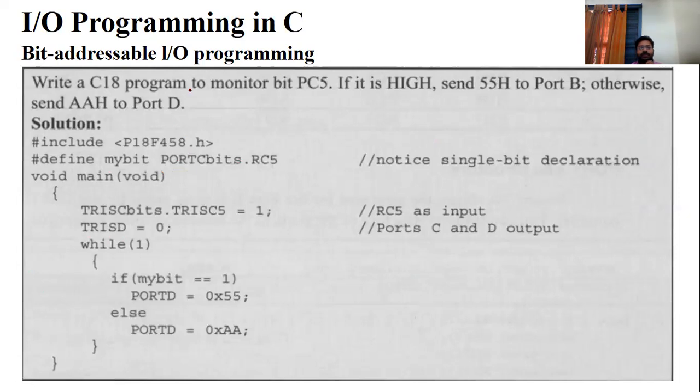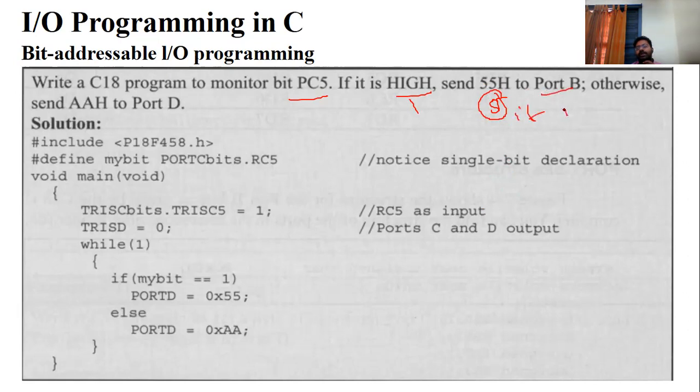Again, the same for another program: bit PC5, to monitor PC5. If it is 1, send the value 55. Given a condition, you may use it as a for loop or an if. But where can you use the for, and where can you use the if? If the condition is rotating or iterating, at that time you can use the for loop. Where the condition is fixed, at that time we can use the if condition.